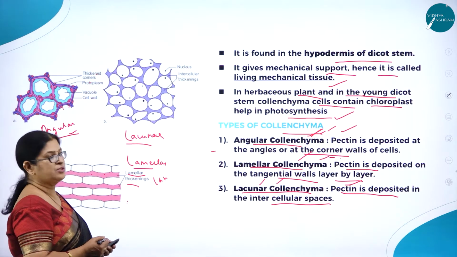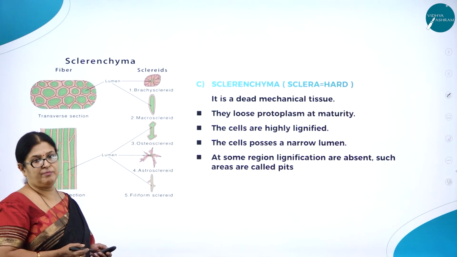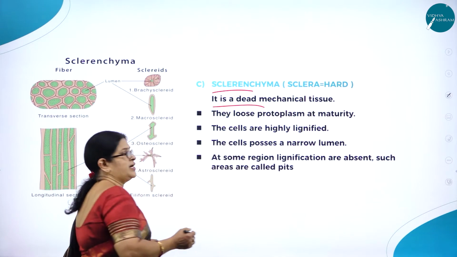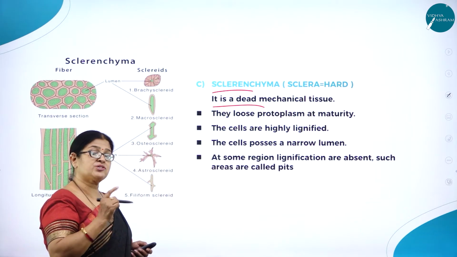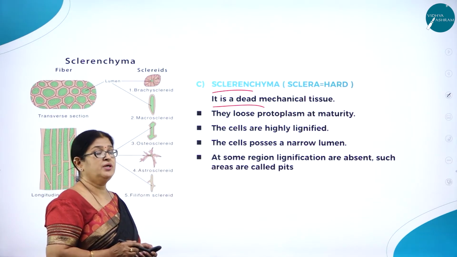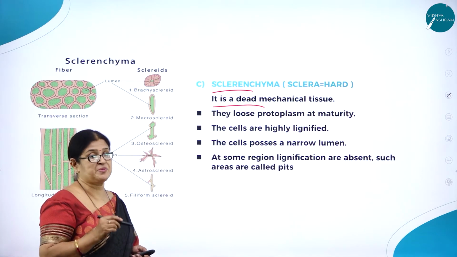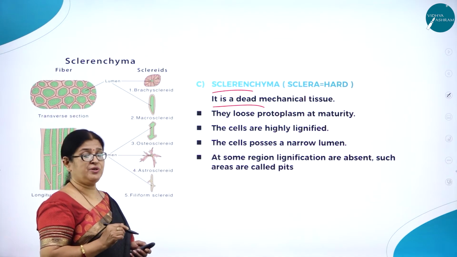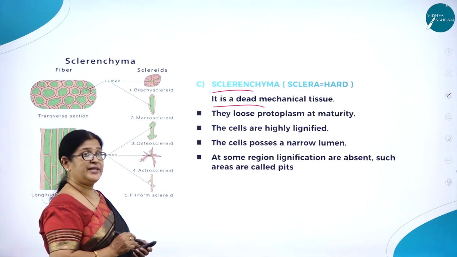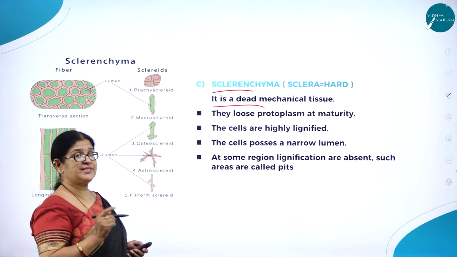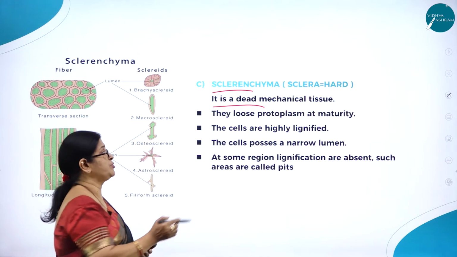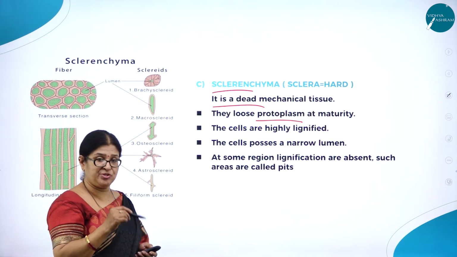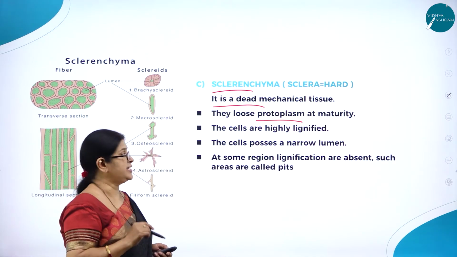Let us move on to the third type of simple permanent tissue, that is sclerenchyma. As I said, it is called a dead mechanical tissue. Why is it called dead mechanical tissue? It is not having the living substance, hence the name dead. And it is a mechanical supporting tissue, hence it is called a dead mechanical tissue. As I said, what is the living substance of a cell? Protoplasm. So when the cells lose protoplasm at maturity, you call them dead cells.